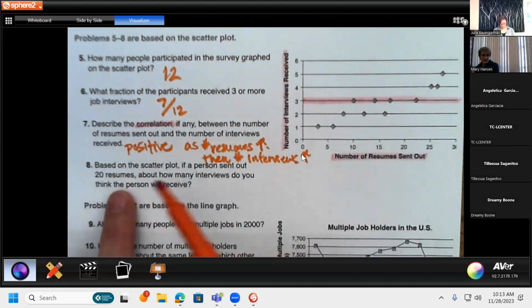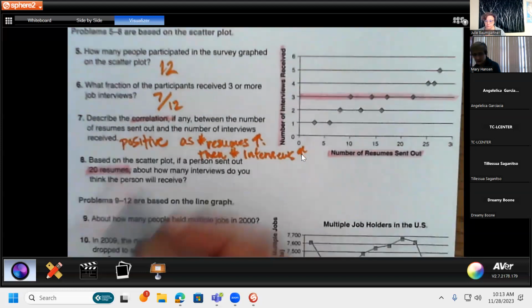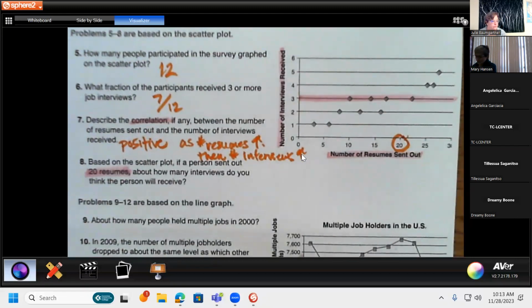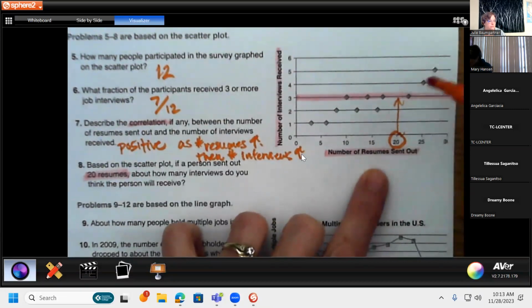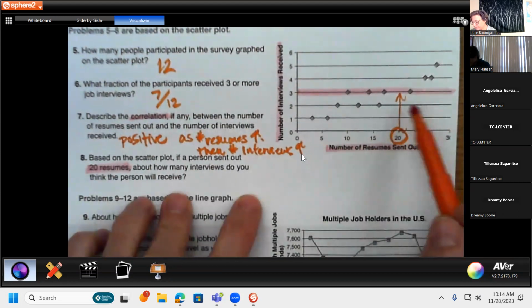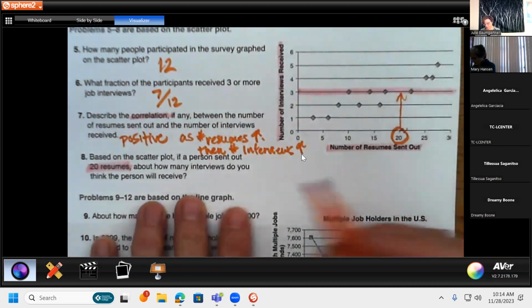So number 8 says, based on the scatter plot, if a person sent out 20 resumes, about how many interviews do you think the person will receive? And so to solve this, we would go to 20 resumes and we would look above it and see generally where the points are around there. And so this is not a right or wrong answer. If it was multiple choice, there would be a range that you have to be within, but you might have said 2 to 3. You might have said 3, okay? But somewhere around there should be your answer.